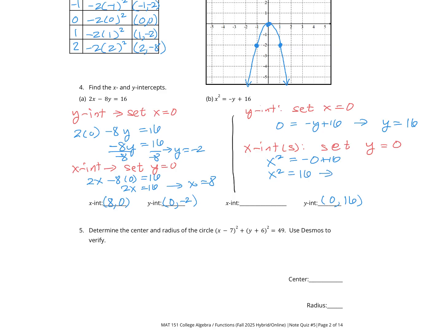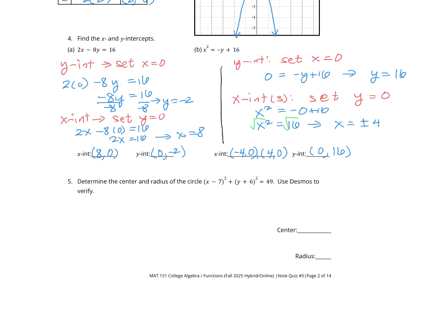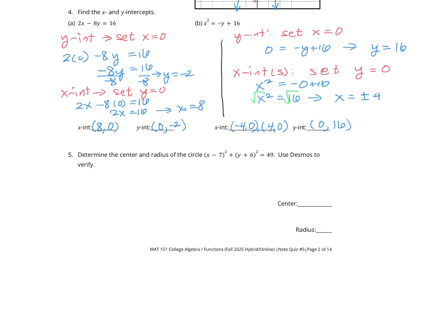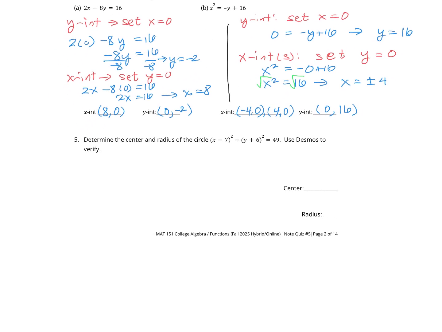We saw in previous notes that if you take the square root of both sides of this, you get two solutions. We get x equals plus or minus 4. So there's actually two x-intercepts. There's (-4, 0) and there is (4, 0) for this equation. So remember, it's always possible to have multiple x-intercepts. Y-intercepts will not happen when you have what's called a function.